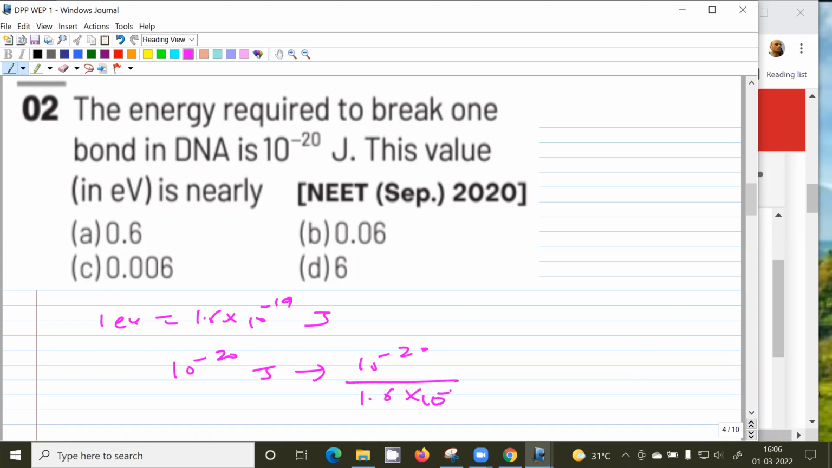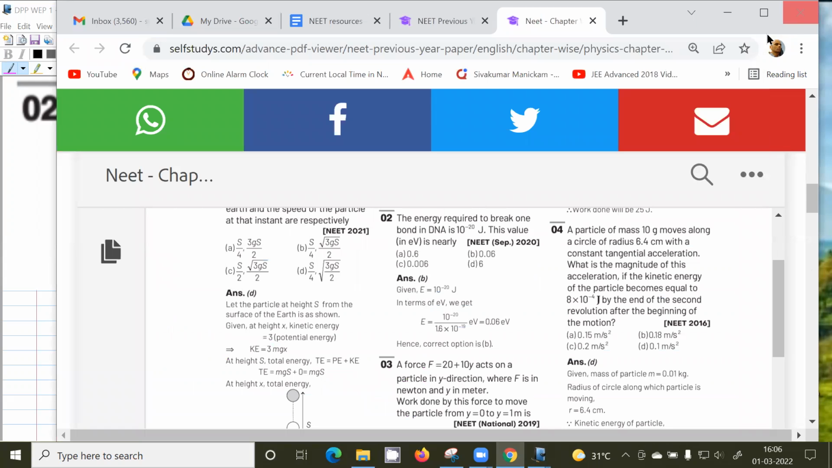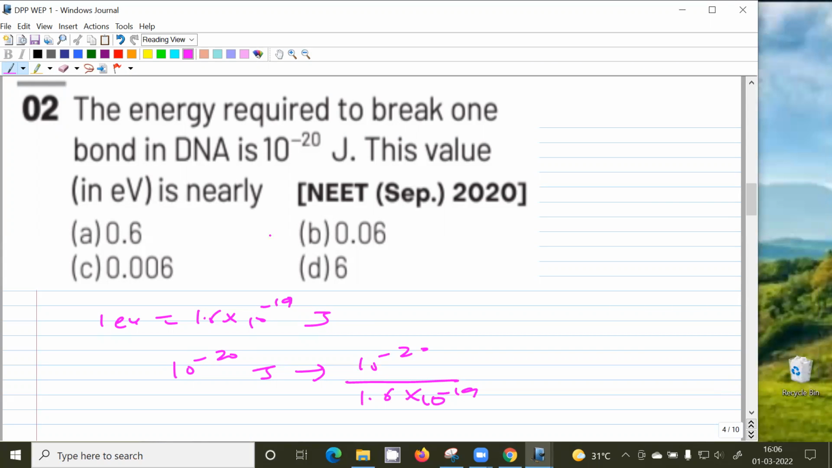I have to divide, right? It will be less than 1 electron volt. Is that correct? Because 1 electron volt is 10 raised to minus 19. This is 10 raised to minus 20, less than that. So it should be less than 1. That is the first thing you have to check. Option B, 0.06. Got it?